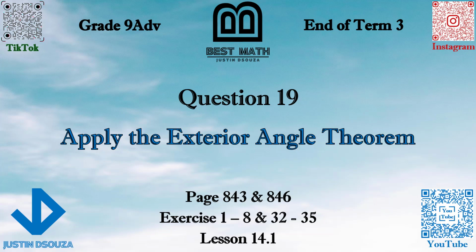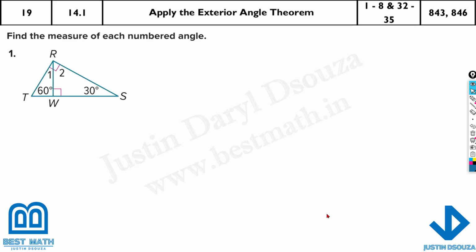In this question, we will use the exterior angle theorem. Here we have to find each of the numbered angles. In this, it's only 1 and 2. Now, looking at the figure, you can easily analyze that when you add them up, it'll total 90 degrees. And there are a lot of other angles given. So let's focus on one triangle.